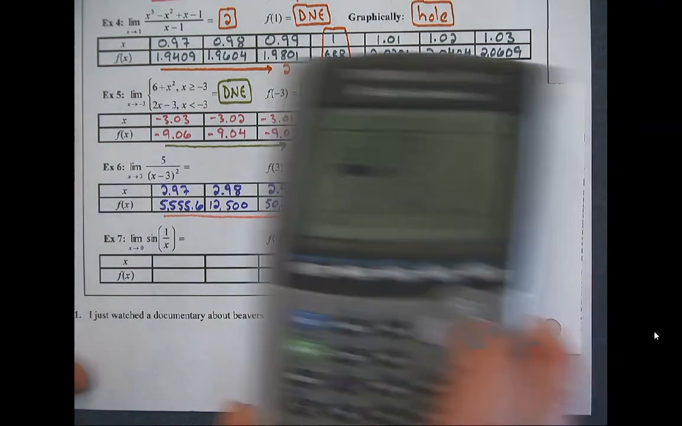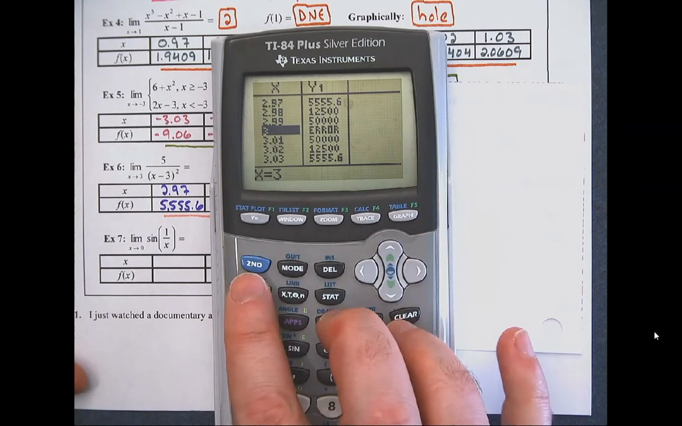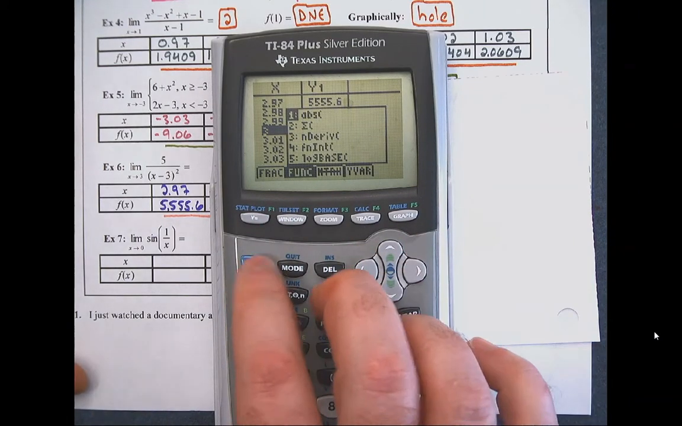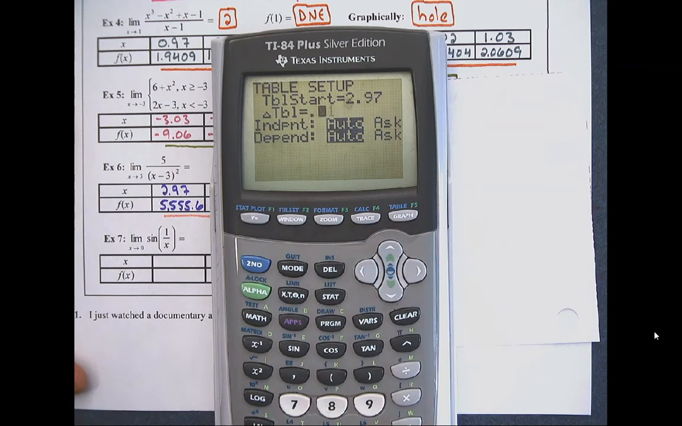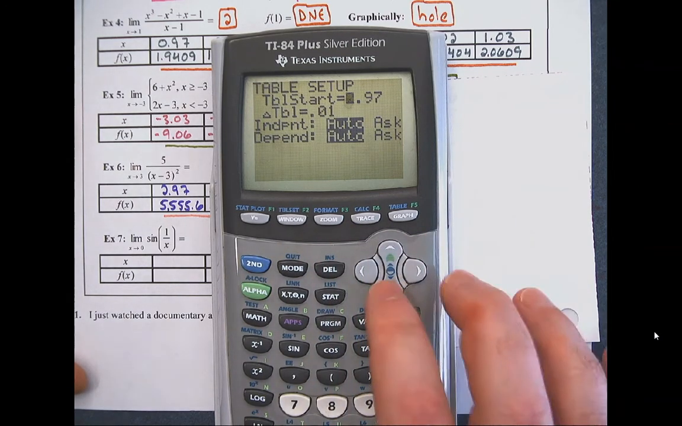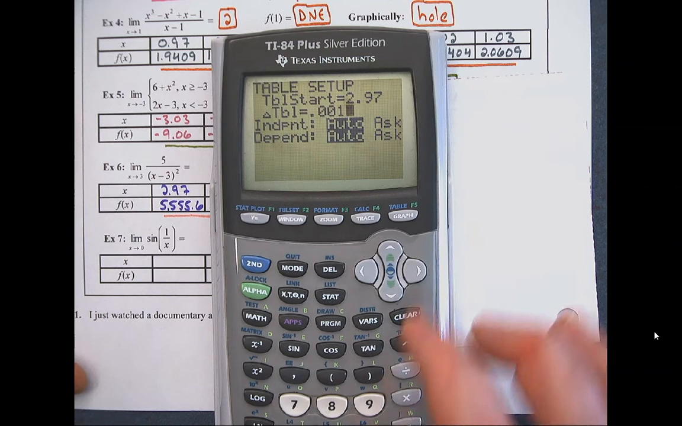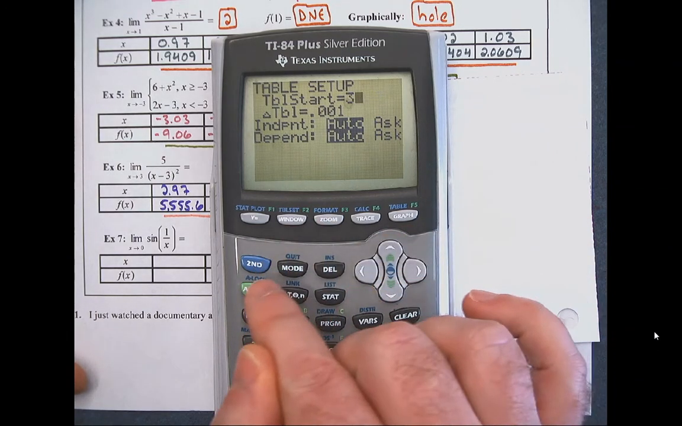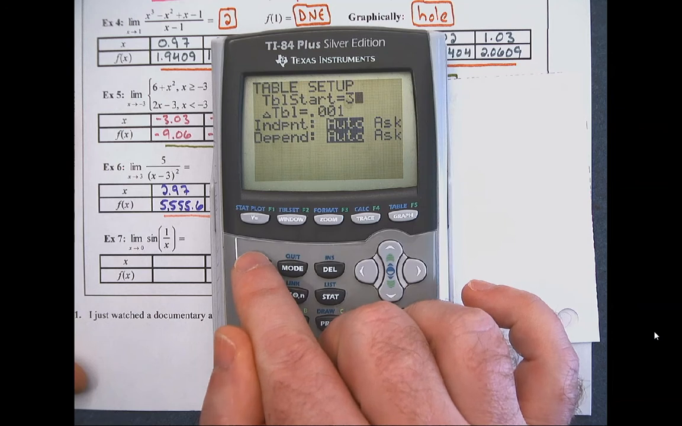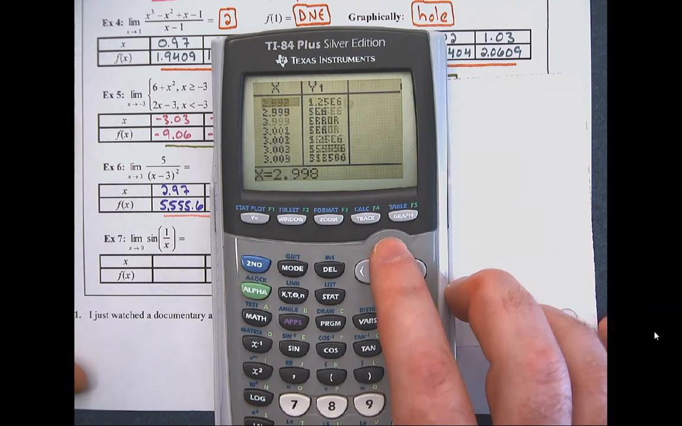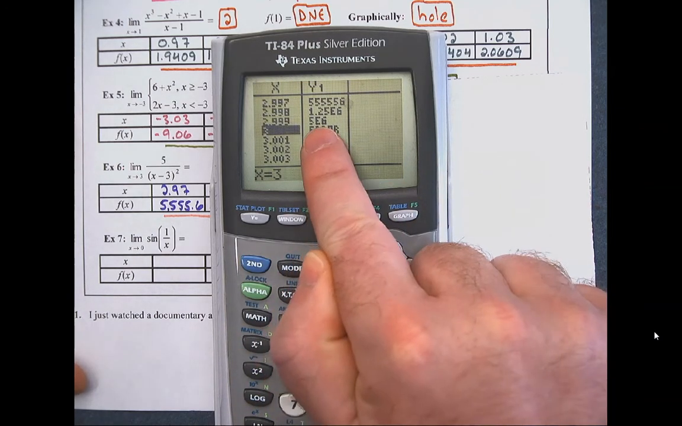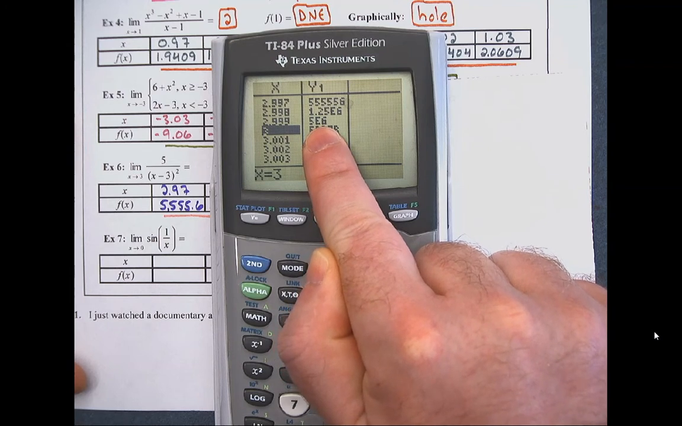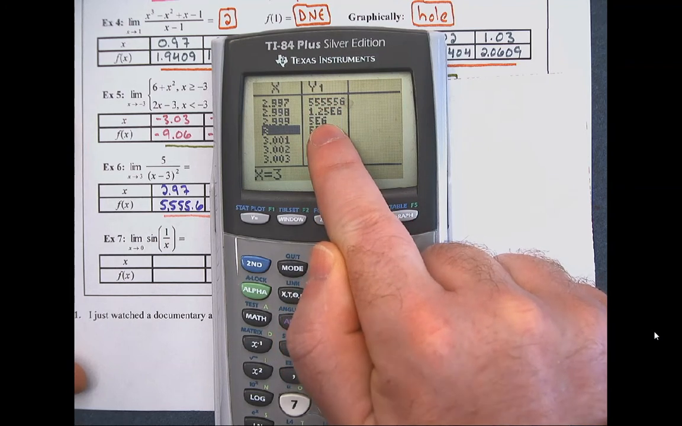If you want to, I can show you on your calculator what I was talking about earlier about changing your table setup. Watch what happens when I change my table setup. I'm going to make it 0.001. You don't have to do this, you can just watch. But watch what happens to my values. Now, remember, this is your scientific notation. That's 5 with 6 zeros. That's 5 million. So now we're headed to 5 million.